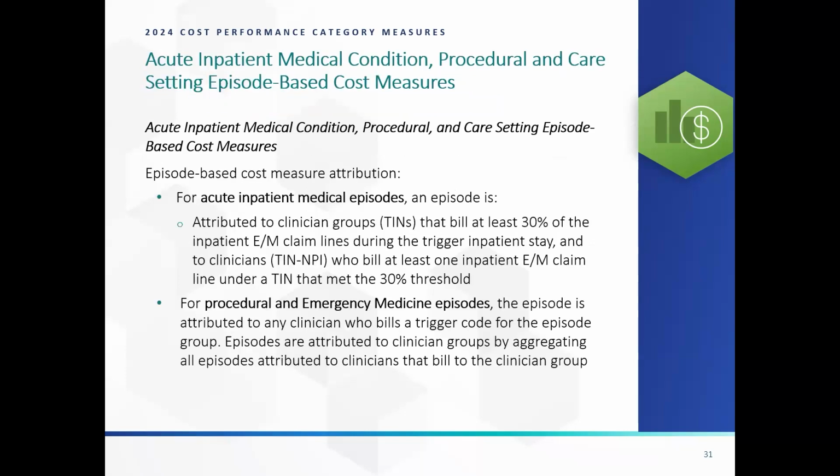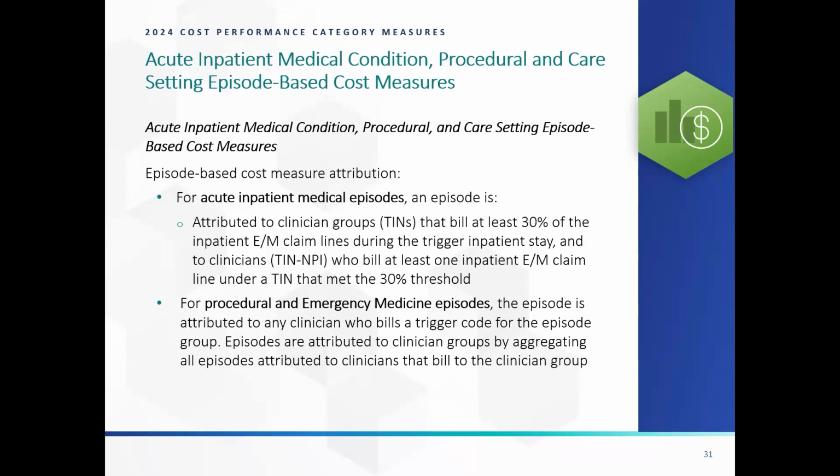For acute inpatient medical episodes, an episode is attributed to clinician groups or TINs that bill at least 30% of the inpatient E&M claim lines during the trigger inpatient stays, and to clinicians or TIN MPIs who bill at least one inpatient E&M claim line under a TIN that meet the 30% threshold. Procedural and care setting or the emergency medicine episodes are attributed to the clinician who bills a trigger code for the episode group. For clinician groups, episodes are attributed by aggregating all episodes attributed to clinicians that bill to that clinician group.